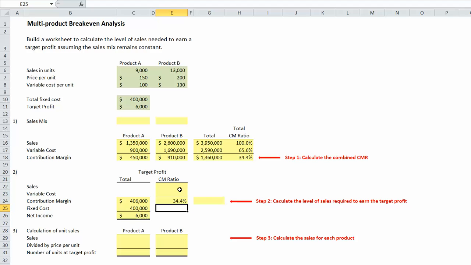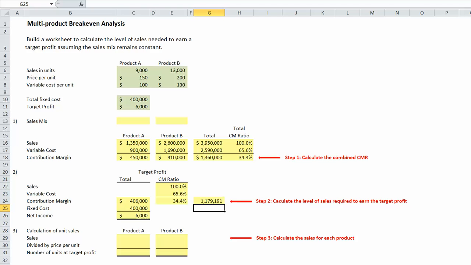Next, we simply take that $406,000 and we're going to divide it by our contribution margin ratio, which is 34%, because again, for every $1 in sales for our firm, it's costing us 65 cents, and we're making a profit of roughly 34 cents. So our required sales in order to earn our target profit will be the 406,000 divided by the 34%. We're going to need to sell $1,179,191 in order to achieve our target profit.